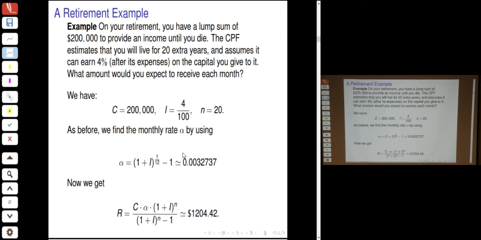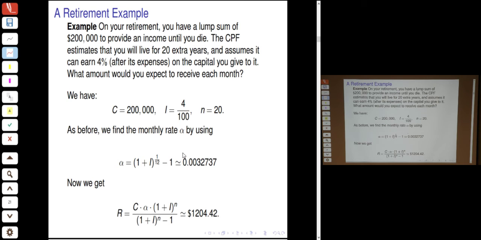Here is a retirement example. On your retirement you have a lump sum of 200,000 to provide an income until you die. The CPF estimates that you will live for 20 extra years and assumes you can earn 4% after its expenses on the capital you give to it. What amount would you expect to receive each month?